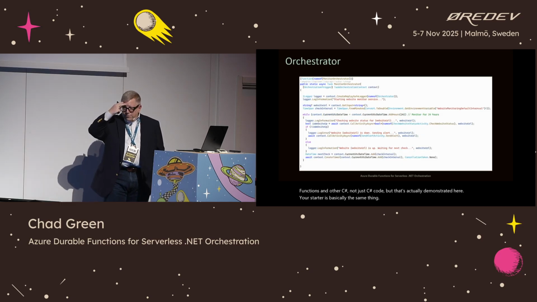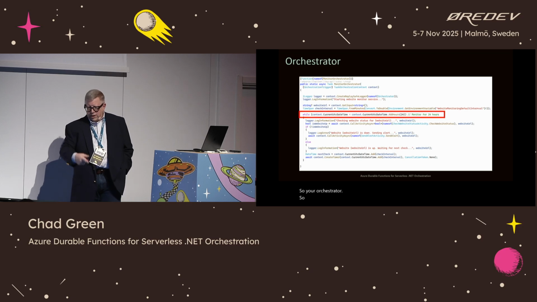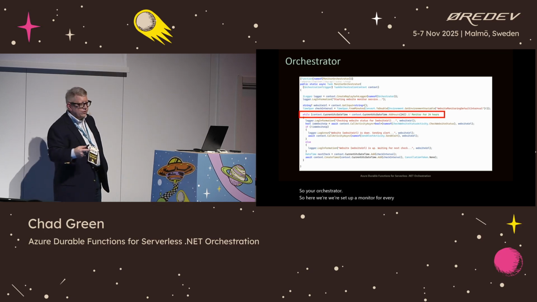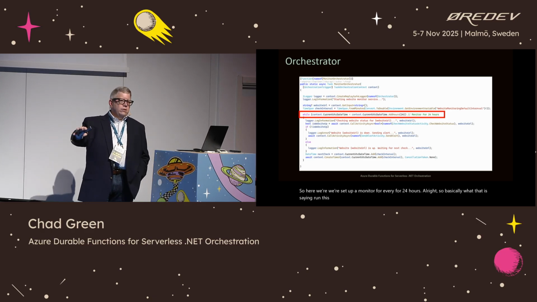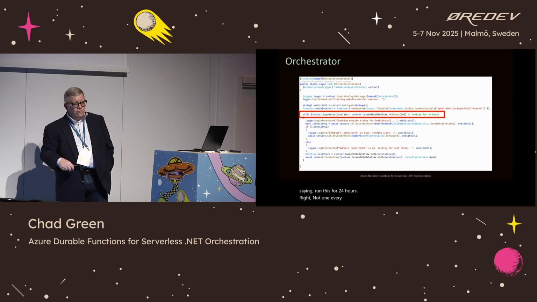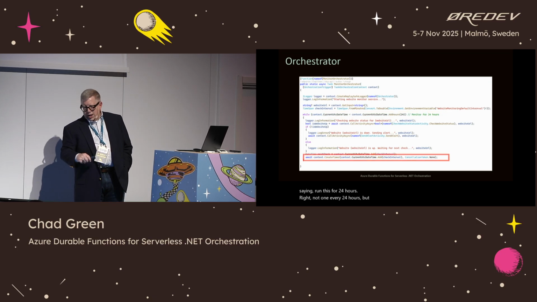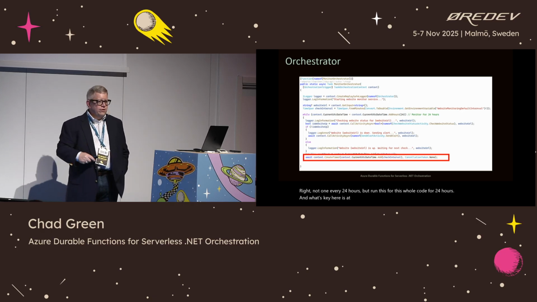So your orchestrator. Here we're setting up a monitor for 24 hours. All right, so basically what that is saying is run this for 24 hours. Right? Not run it every 24 hours, but run this whole code for 24 hours. And then what's key here is at the bottom, that's where we're changing the intervals, right?